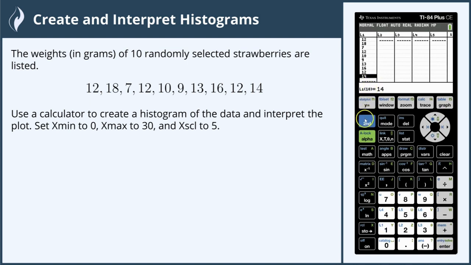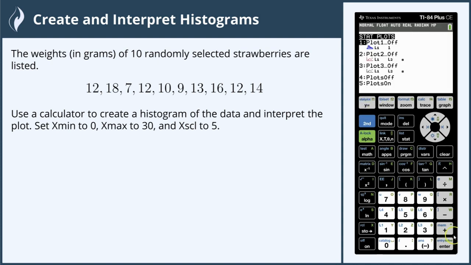So we're going to go to Second and Stat Plot. We're going to go to Plot 1, and we're going to turn it on by making sure we're hovered over it and pressing Enter. Then we're going to go down and over to the histogram, and we're going to press Enter if it's not already selected. It should say List 1 and Frequency 1.